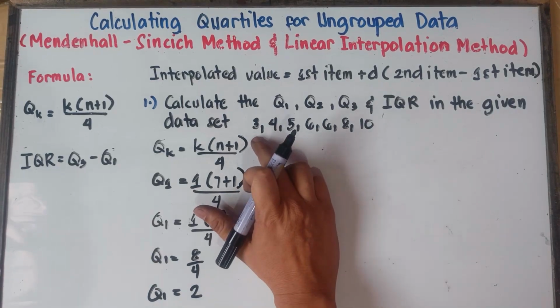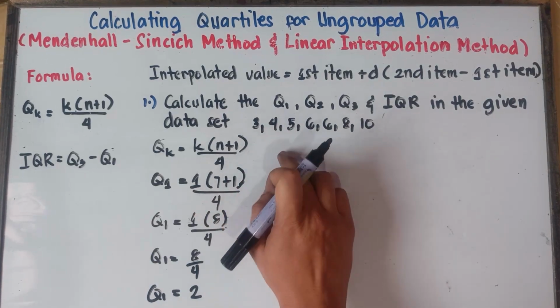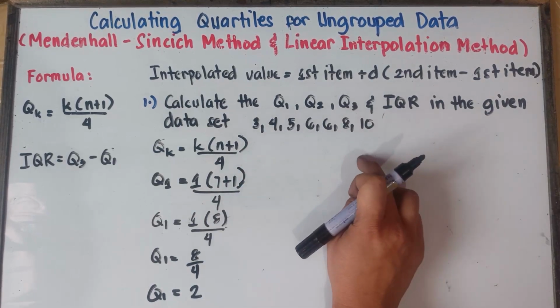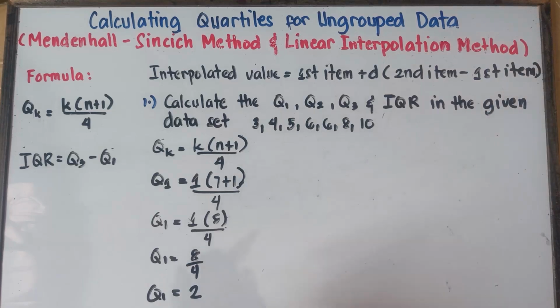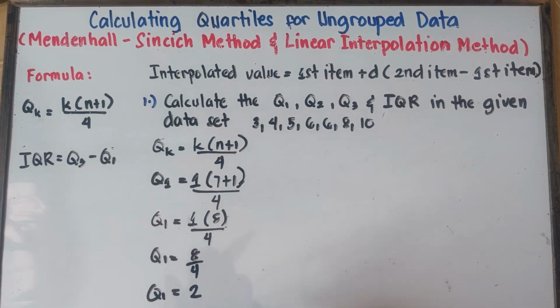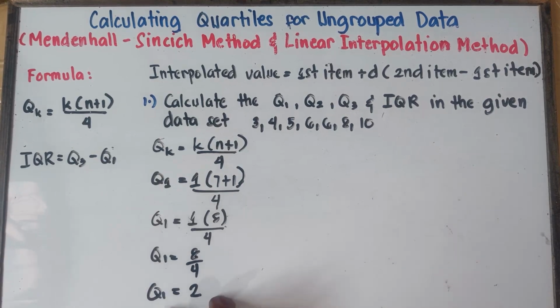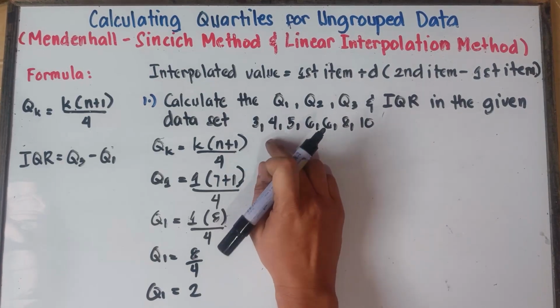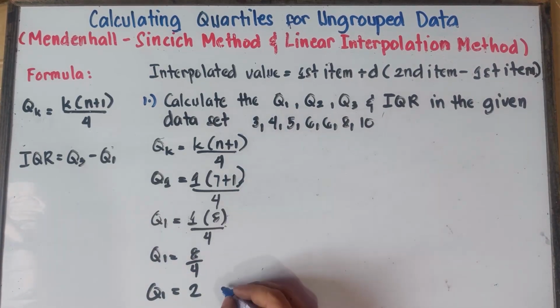So first position is 3, second position is 4, because you don't have 2 in the given data set. Therefore, you will not say that quartile 1 is 2. This 2 is just the position. Therefore, quartile 1 is on the second position. First position, second position. Therefore, quartile 1 is 4. So quartile 1 is equal to 4.